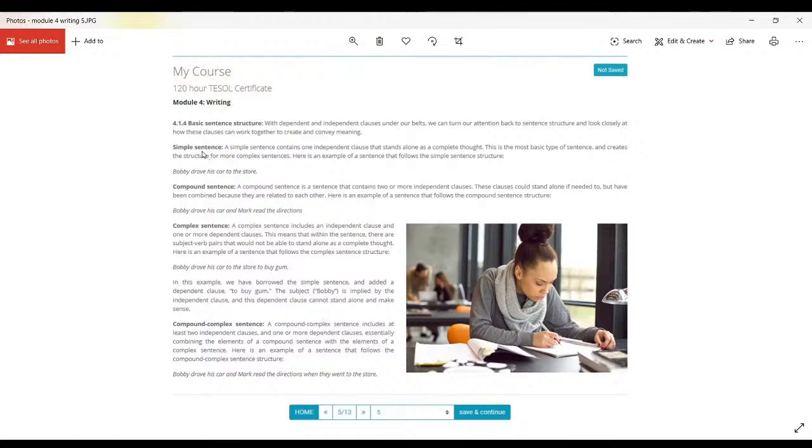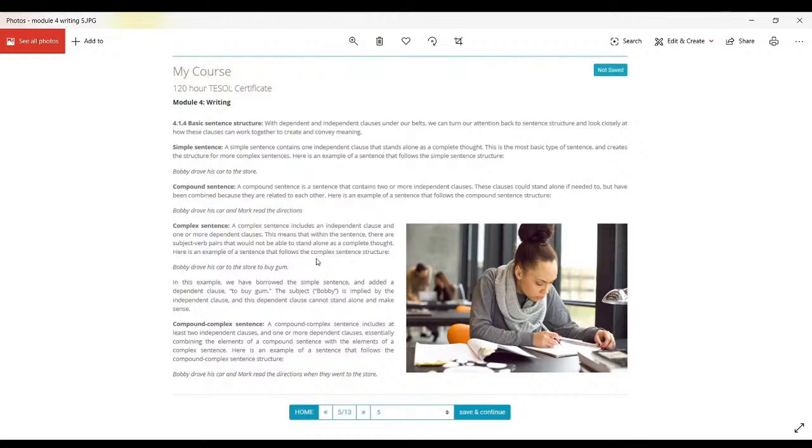Okay. Dun sa simple sentence, makikita natin that it only contains one independent clause and that stands alone in a complete thought. Kaya tinawag siya na simple sentence lang, right? And then, dun sa compound sentence naman, it contains two or more independent clauses, kagaya yung nakita natin dito sa example. And these clauses could stand alone if needed to. For example, Bobby drove his car, Mark read the direction. But of course, we combined them. That's why we added this word, and.